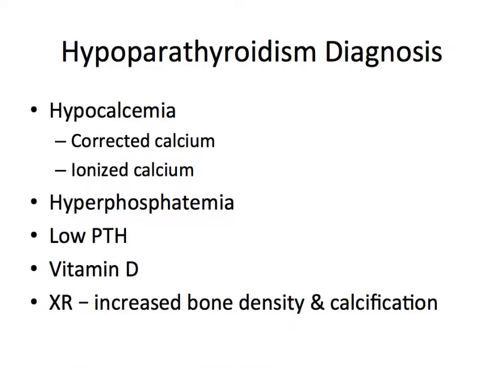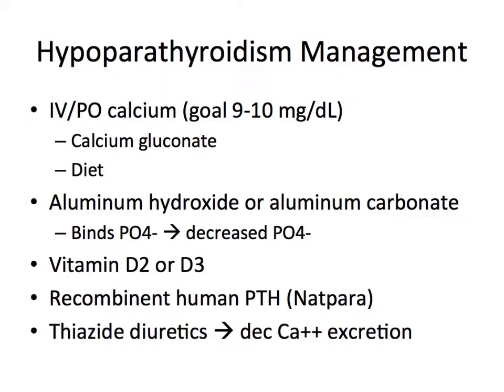In terms of diagnosis, the patient will have hypocalcemia as well as hyperphosphatemia, a low parathyroid hormone, alterations in the vitamin D level, and the X-ray may show increased bone density and calcification. In terms of management, the patient should receive IV or PO calcium with a goal of 9 to 10 milligrams per deciliter. This can be done through diet or through calcium gluconate, either IV or PO.